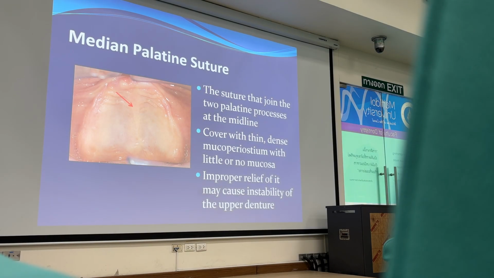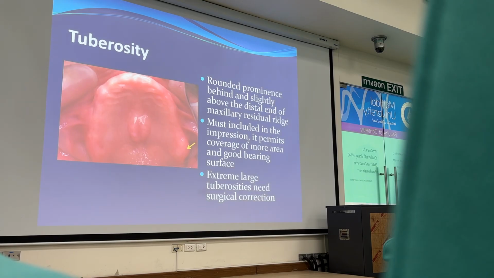The median palatine suture is here. The median palatine suture is the suture that joins the two palatine processes at the midline, covered with thin, dense mucopolysaccharide strips with little or no mucosa. Improper relief of it may cause instability of the upper denture. Okay, this is like a big torus.